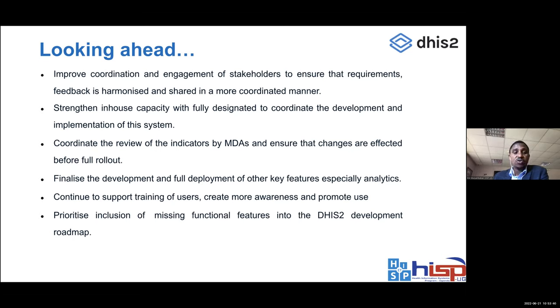We are also reviewing the indicators. They keep changing the indicators. And like you saw, they are close to 11,000. So whenever they review, a number of those have to change. So it's really a massive undertaking. And we work with the departments and ministries to be able to update the changes on indicators and also the other requested issues.